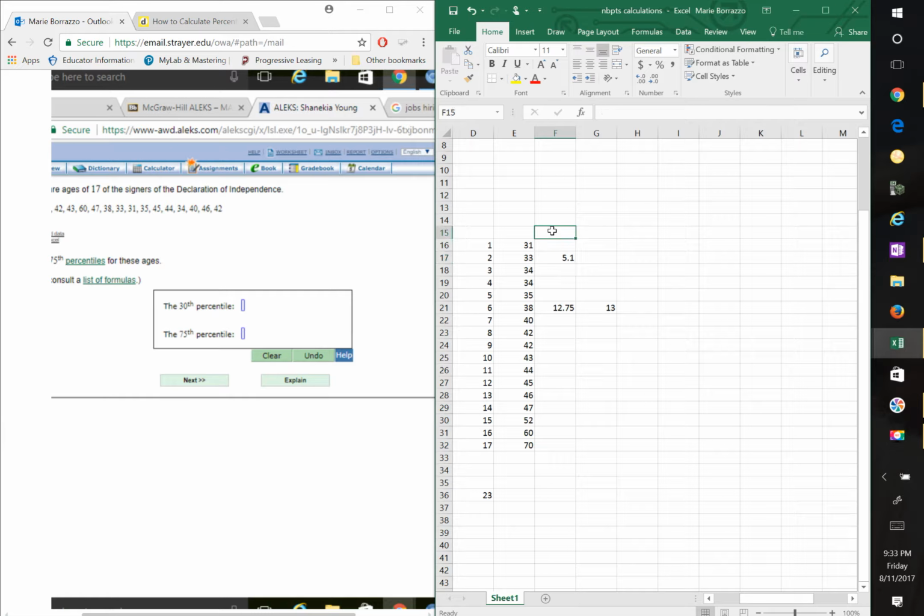So always remember, for the position, what you're going to do is you're going to multiply whatever that percentile is, like in this case 0.3 times 17, to get the 5.1, but that's a position, so that means 5.1, I'm going to go to the 38. So we kind of ignore rounding rules in a sense.